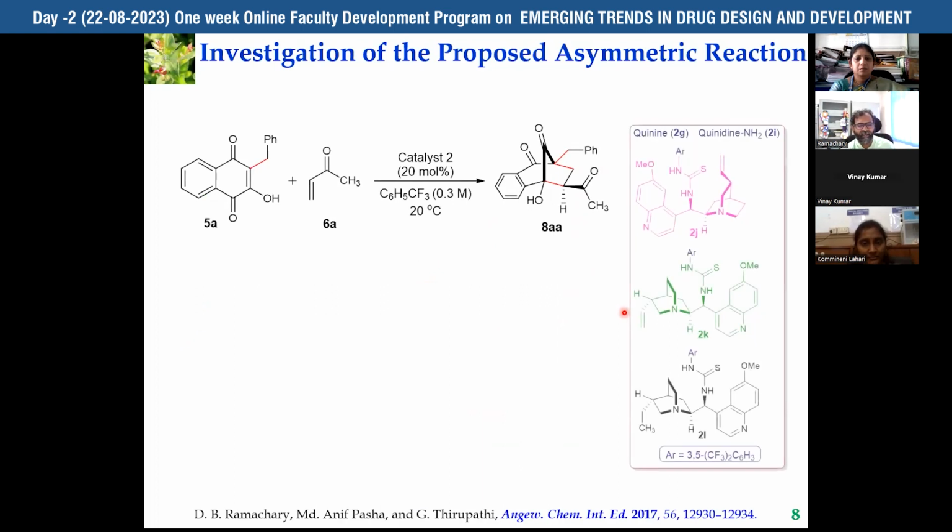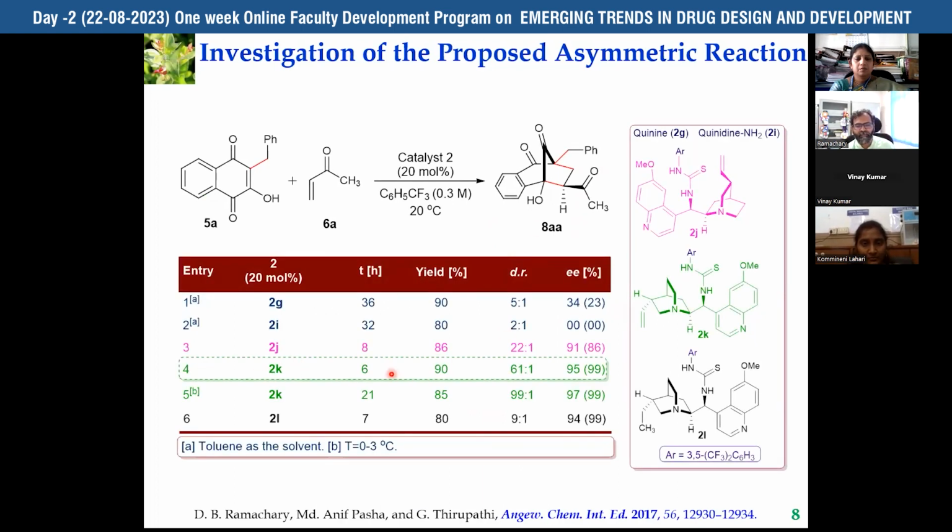You see that, more than 90% yield, 61:1 DR. This is the diastereomer ratio, and 95% enantiomeric excess, single enantiomer. So almost single enantiomer and single diastereomer. With this, you can understand. You can see how with the 2K, with this catalyst, almost 99:1 DR and 97% ee.